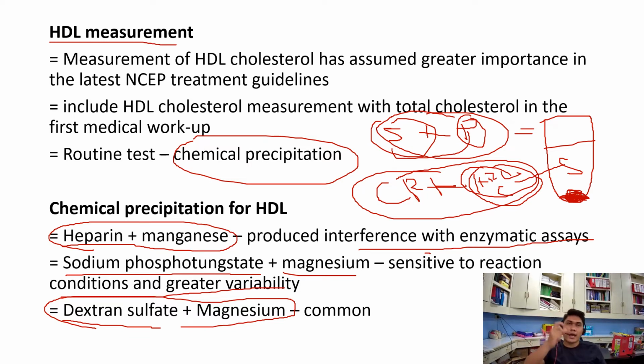Since HDL carries cholesterol, we can use cholesterol reagent to measure HDL because that reagent will react with the cholesterol component of HDL. After that reaction, you have your absorbance, then compute for the concentration. That concentration of cholesterol is also the concentration of HDL. So that's how we measure HDL using chemical precipitation and an enzymatic method. The first step is chemical precipitation. Second, you have enzymatic using cholesterol reagent.